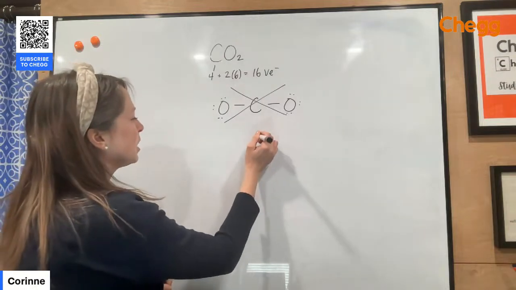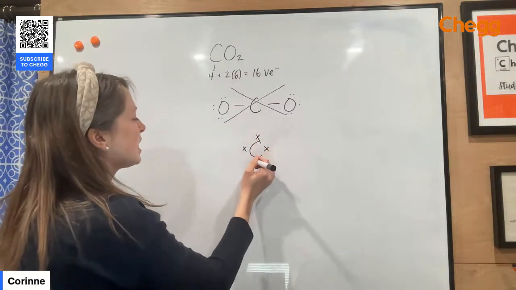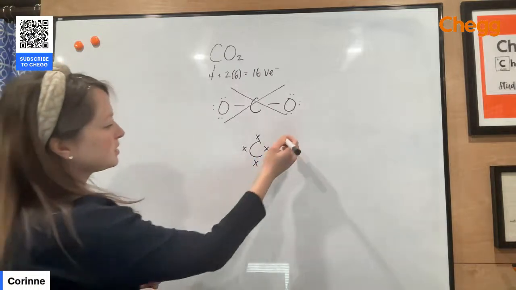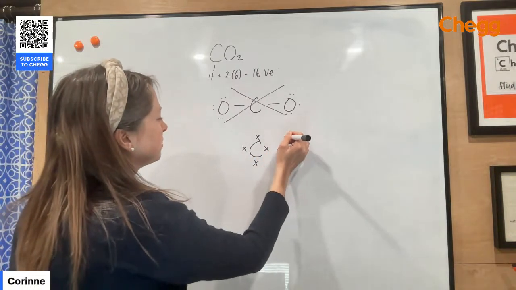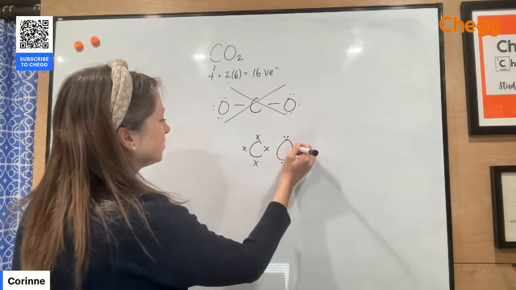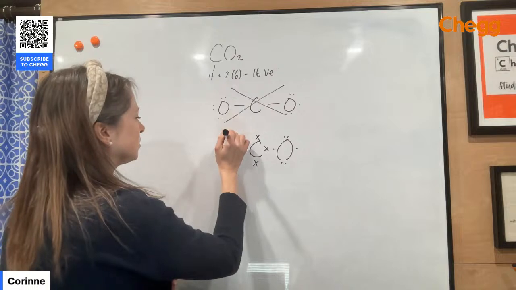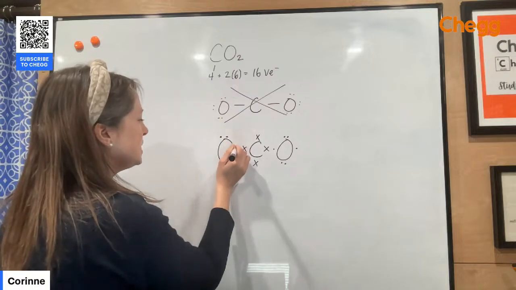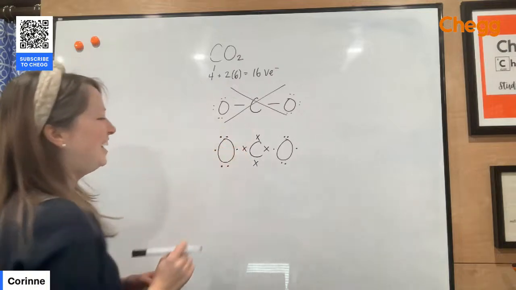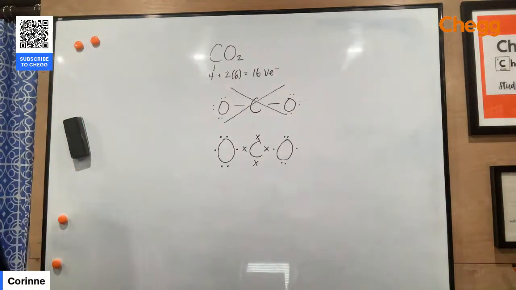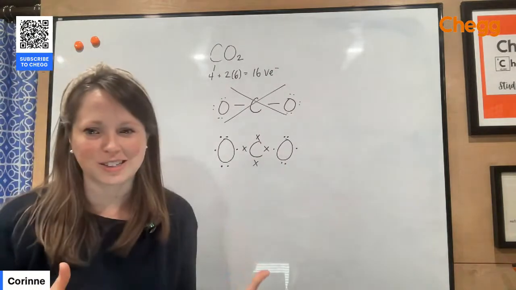So let's draw carbon's 4 valence electrons as X's, and oxygen's 6 valence electrons as dots. And if you can't see this, let me know in the chat, and I'll try to adjust for next week too. It's definitely helpful to get your feedback as these sessions continue on.